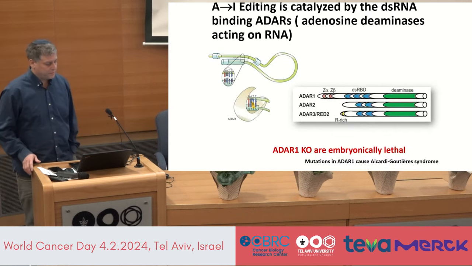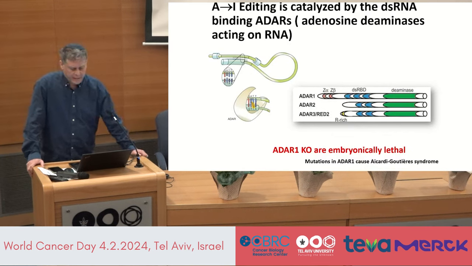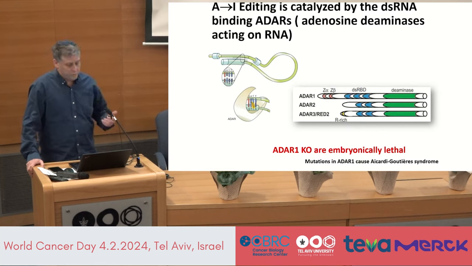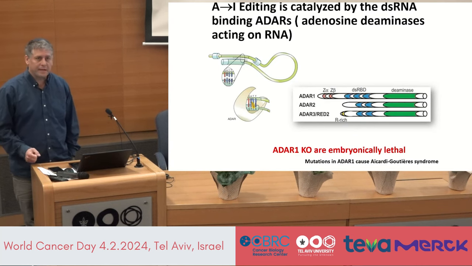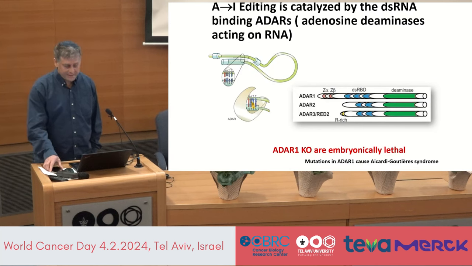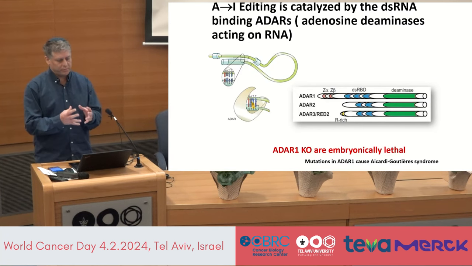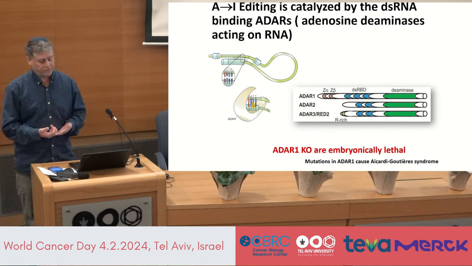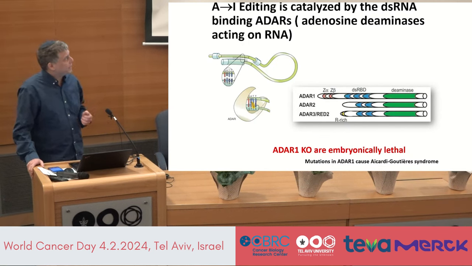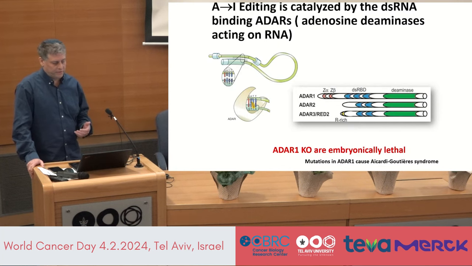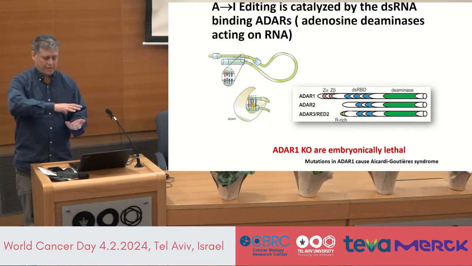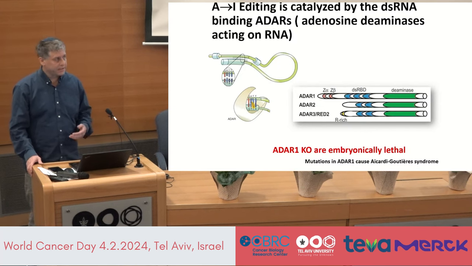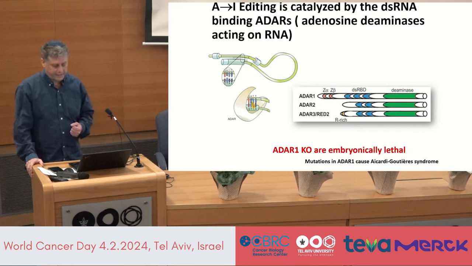The enzyme ADAR is responsible for this interesting phenomenon. We have three in human, and all of them deaminate the target by the deaminase domain and are targeted to the substrate by the double-strand RNA binding domain. So they need a double-strand structure in order to perform this reaction. It usually takes place before splicing, already in the nucleus. If you have a region in the pre-mRNA that can fold on itself and form this structure, it can be a target for RNA editing.